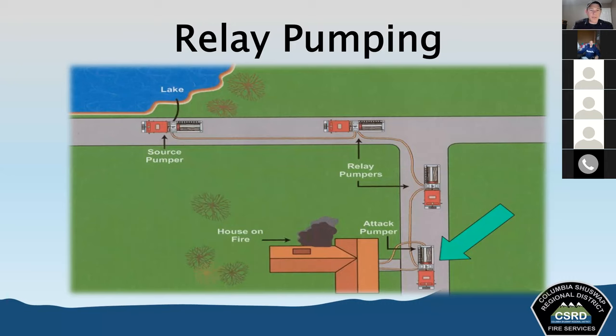Relay pumping is the use of two or more pumpers to move water along a distance, operating in a series. It can be used where the water source is close enough to the fire scene that we can lay supply hose from one source pumper that's drafting, as you can see from a lake here. They draft the water into their pump, raise the pressure a little bit, and send it to the next pumper in the line. It keeps going until it gets to the attack pumper, which discharges it through the attack lines and puts the water on the fire.